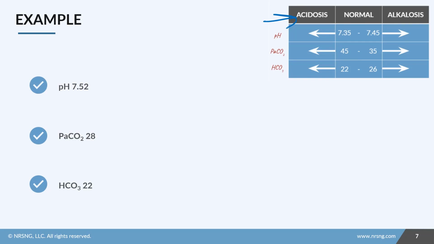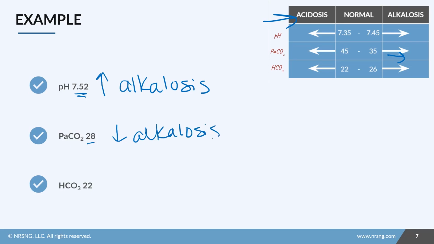So step 1 is to determine whether each thing is acidosis, alkalosis, or normal. pH of 7.52 is high, so it's alkalosis. Okay? A PaCO2 of 28, that is low, so it is alkalosis. A bicarb of 22 is normal, right? I know it's on the edge of normal, but it's normal.